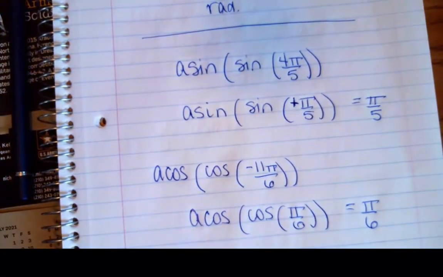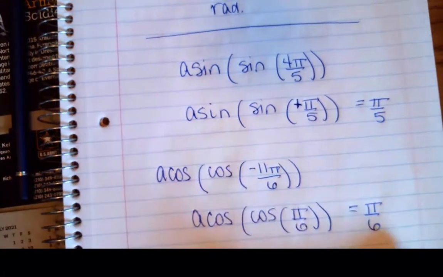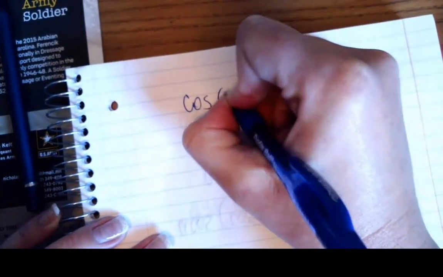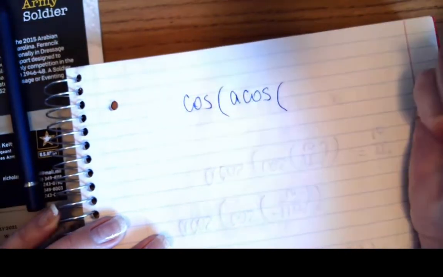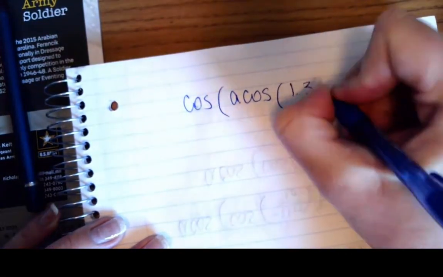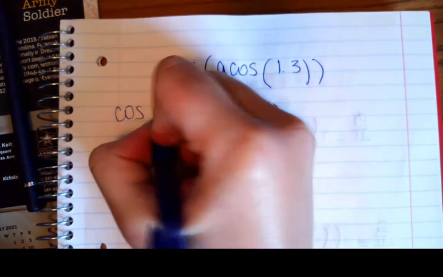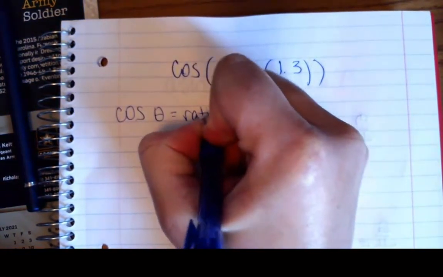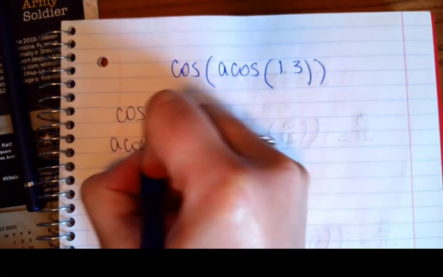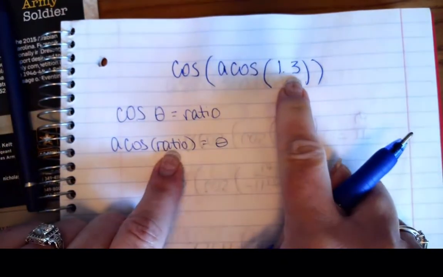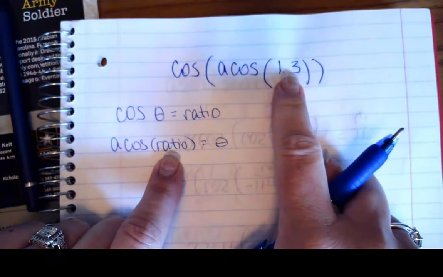Okay, so let's do a couple more. I want to use the cosine of the arc cosine of 1.3. I made big old parentheses there, didn't I? All right, so remember that the cosine of an angle equals a ratio, but the arc cosine of a ratio equals an angle. So this right here is a ratio.